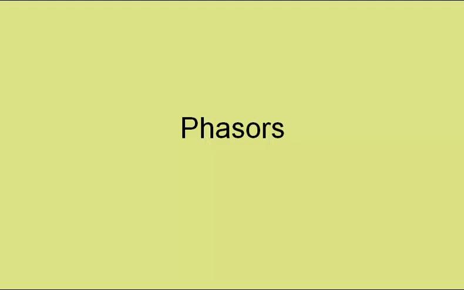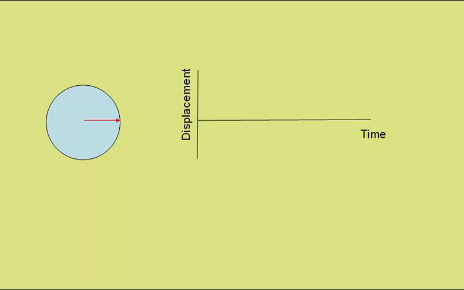Phasors. Phasors are rotating arrows that can be used to represent the phase of a wave. Here we have the small arrow or phasor, and this will rotate anti-clockwise while we trace out the displacement of the head of the arrow against time, like this.